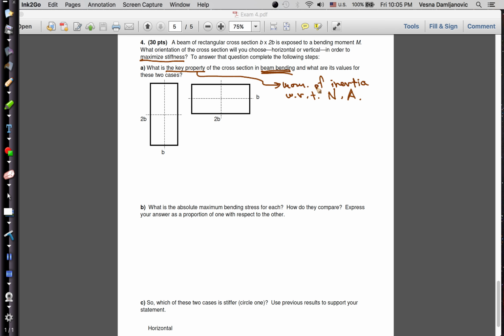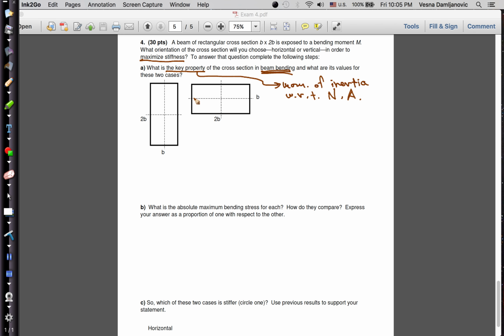Now, I got this first from some people, but nobody wrote with respect to the neutral axis, because moment of inertia is something that is relative to an axis. So it's never just moment of inertia, okay? It always refers to something. And so this needs to be indicated. It's with respect to the neutral axis.